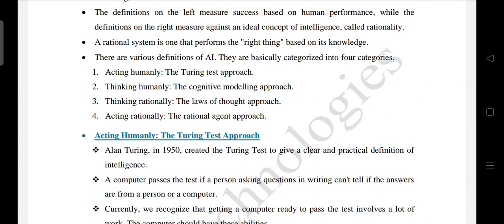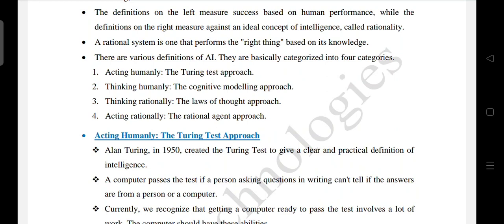The definitions on the left measure success based on human performance, while the definitions on the right measure against an ideal concept of intelligence, called rationality. A rational system is one that performs the right thing based on its knowledge. There are various definitions of AI. They are basically categorized into four categories.